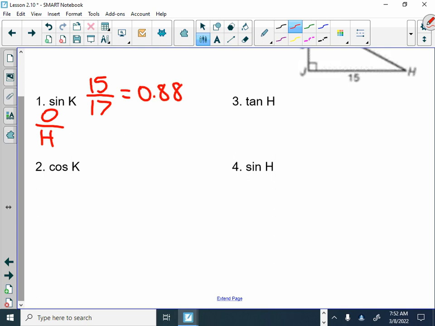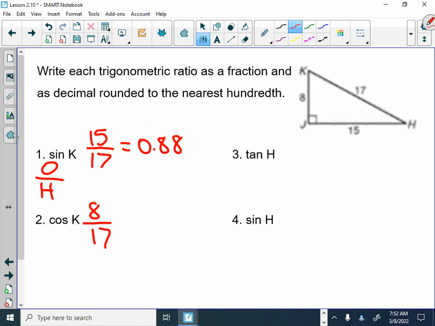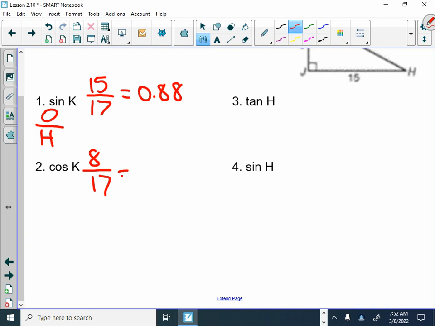Alright? Cosine of k as a fraction? 8 over 17. Okay, so I need the leg adjacent to k, which is 8, divided by your hypotenuse. And what is that as a decimal? 0.47, good.